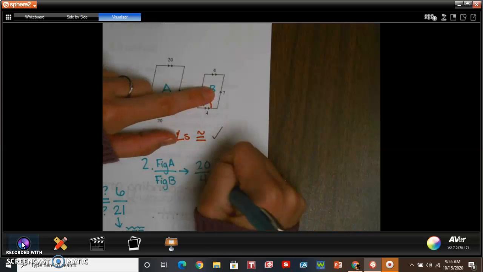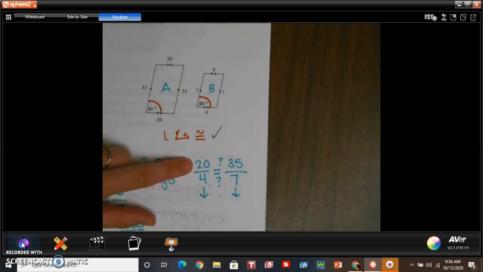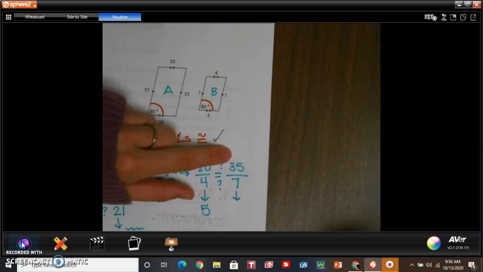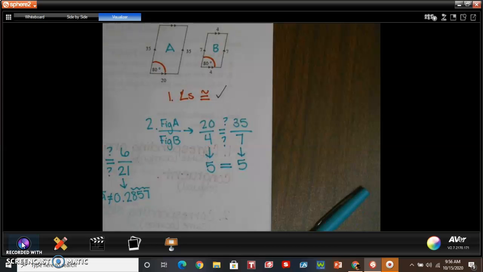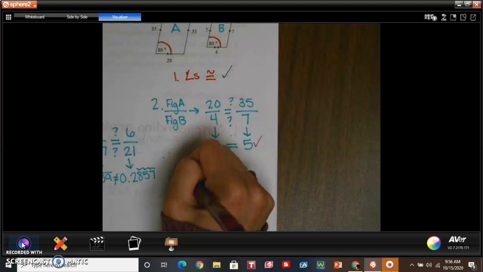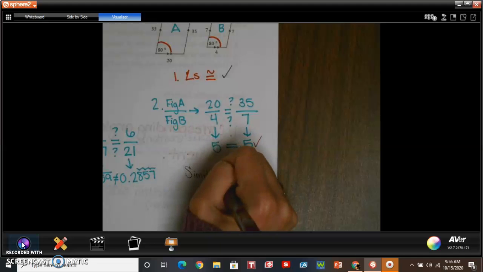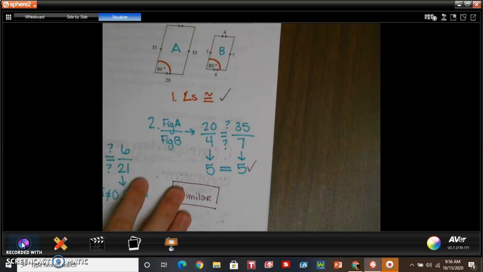Now we want to know, are these equal? Well, let's find out. So 20 divided by 4. Ooh, lucky us, it is 5. 35 divided by 7. Ooh, lucky us, it is 5. Are those equal? Why, yes, they are. If we can satisfy both congruent angles and proportional sides, then we are similar. Yes. Whoop. There you go. You're going to have, let's see, 5 questions like that on your homework, and I've answered 2 of them for you already. So that means technically you only have 3 of them that you have to do completely on your own. Let's continue.